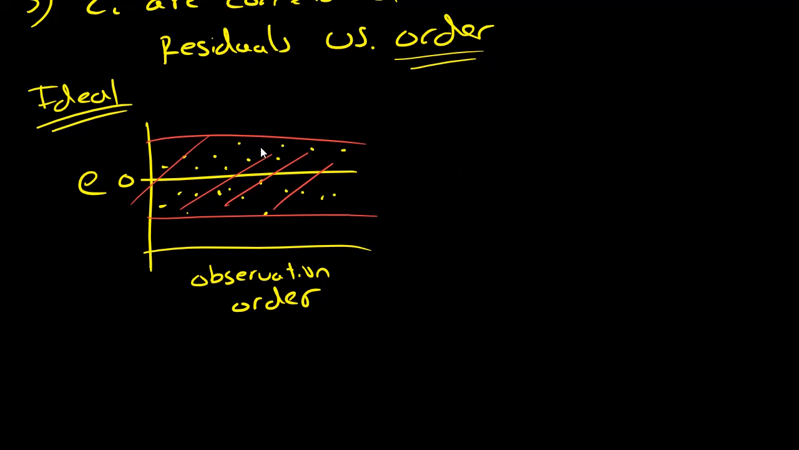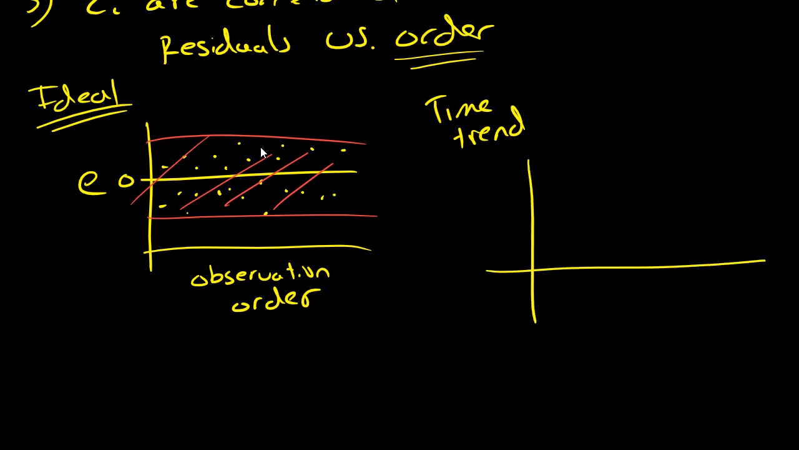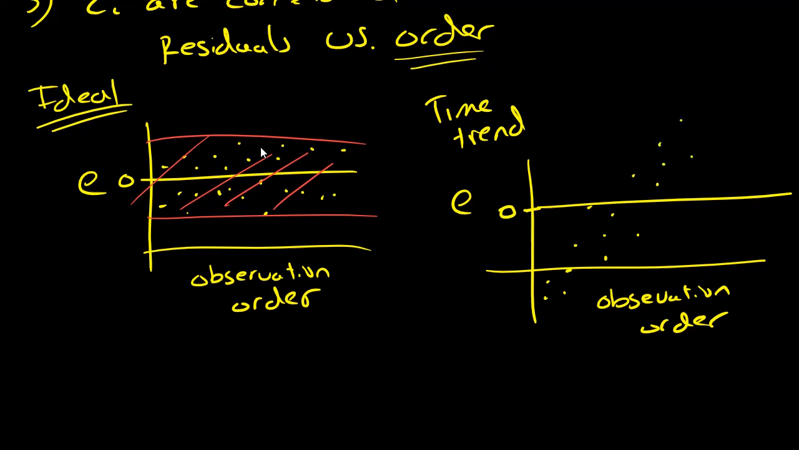Now, when there's a very clear time trend, what you'll see when you plot the observation order versus E, your residuals, is basically a trend. It may look like a linear trend. And if you see a time trend like that, instead of using a simple linear regression model, you're going to need to consider models that are appropriate for time series. So there's a very clear time trend if you were to see something like this.